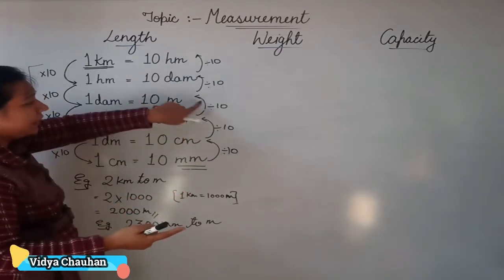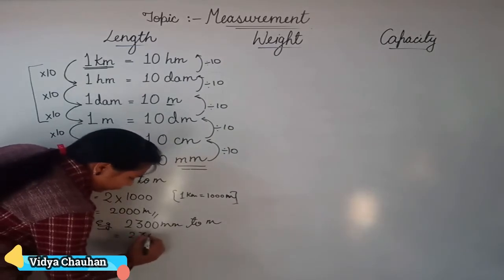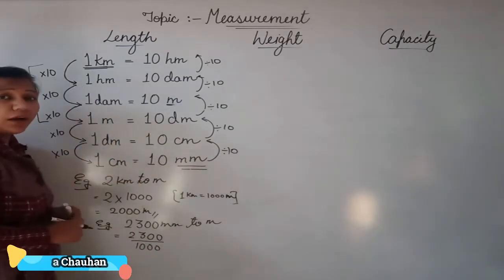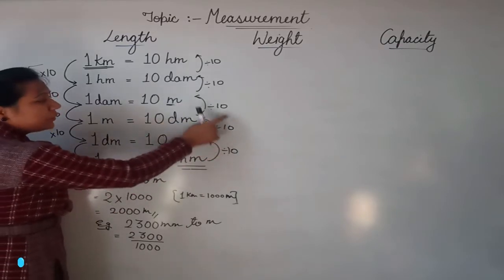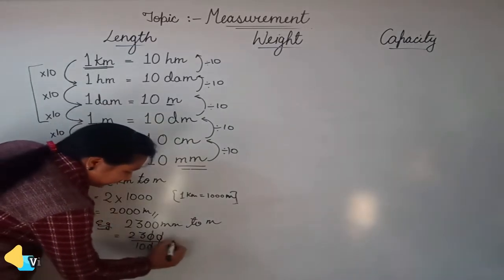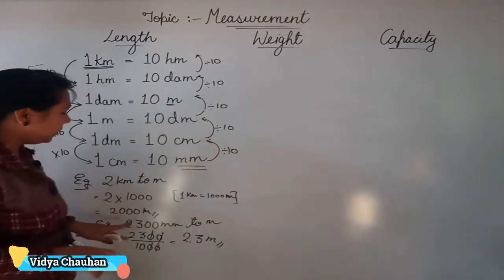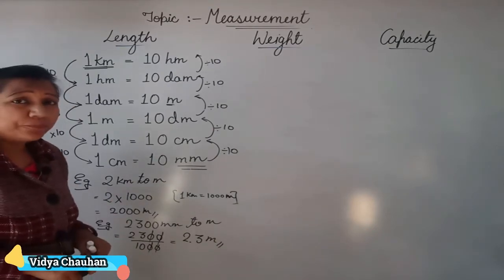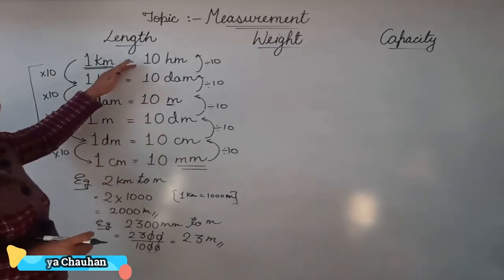So 10, again 10 and again 10. In a combined form, we divide the term by 1000. Why? Because there are 3 times division by 10. If I merge 10 into 10 into 10, that means dividing by 1000. Once you divide the term, you will get 2.3 meter. That means 2300 millimeter is equal to 2.3 meter. So this is how you can do the conversion from bigger unit to smaller and smaller unit to bigger.